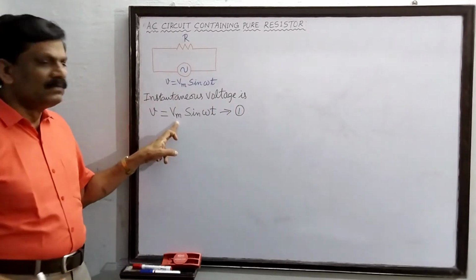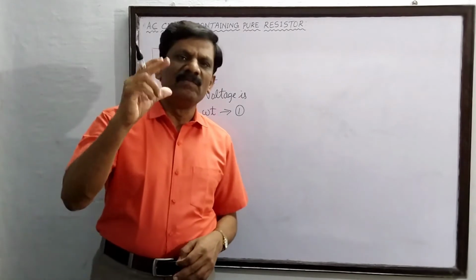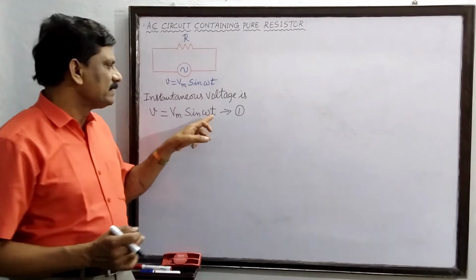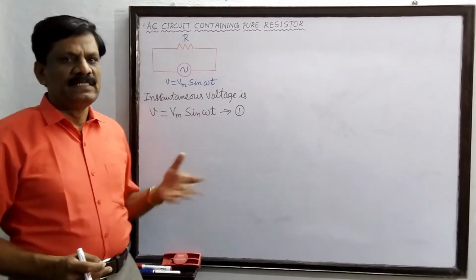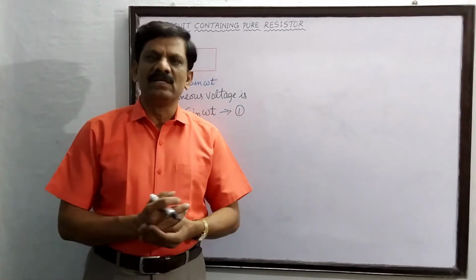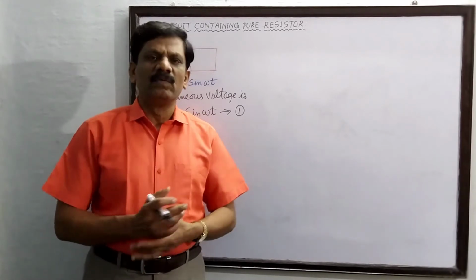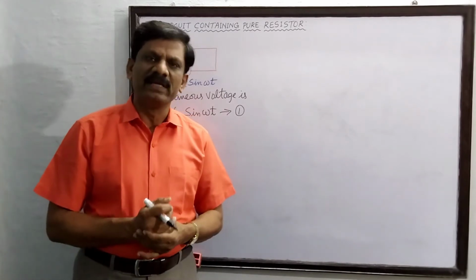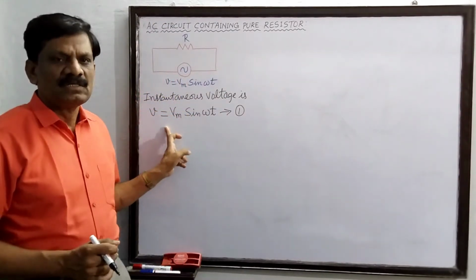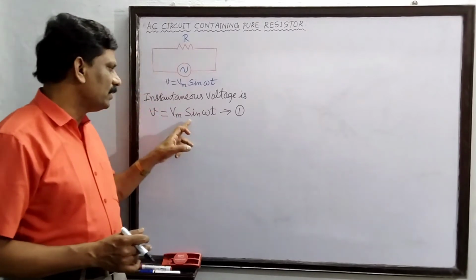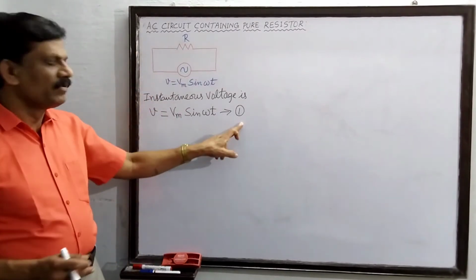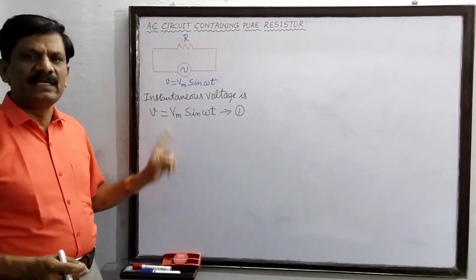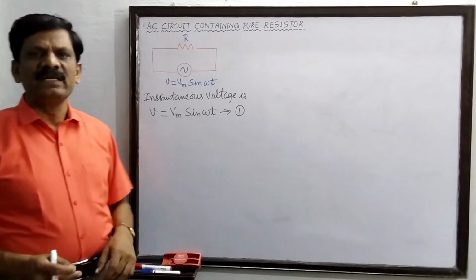Here Vm is the maximum value attained by the voltage, because we have studied that the voltage is represented by a sine wave. Sine 0 is 0, sine 90 is equal to 1, sine pi, that is 180, is again 0. Like that, the sine value is changing, and accordingly the voltage also changes. So the maximum value attained by the voltage is called Vm. This is equation 1.